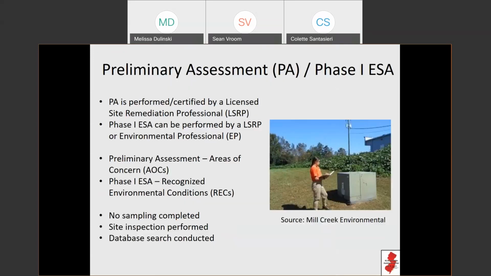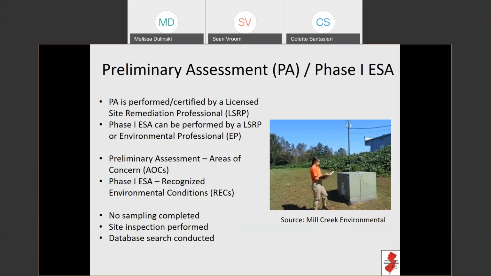So the environmental process begins with the assessment. The assessment answers the question, do any environmental issues exist on the site? At this point in the process, it's important to note that you don't have to own the site and you only have to be granted access to the site by the property owner. So there's two different ways to complete the assessment phase. The federally recognized phase one environmental site assessment and the New Jersey specific preliminary assessment.